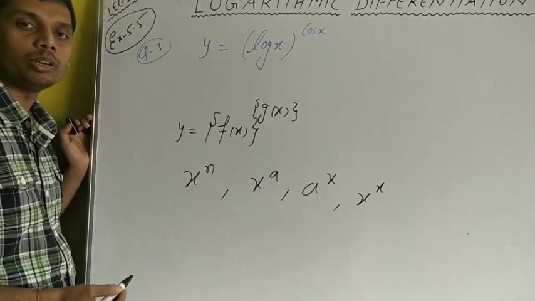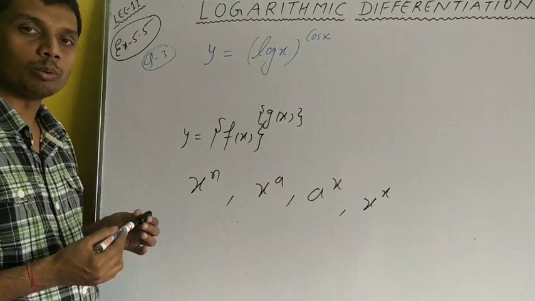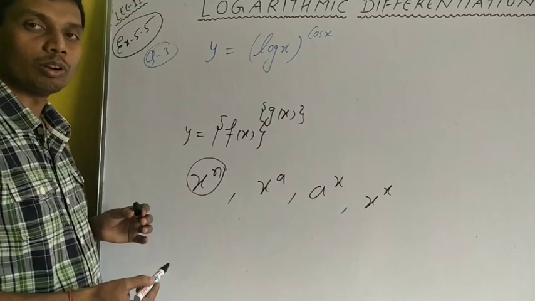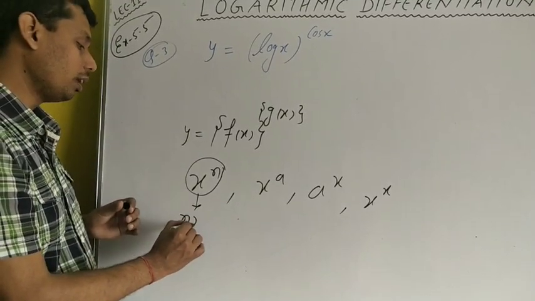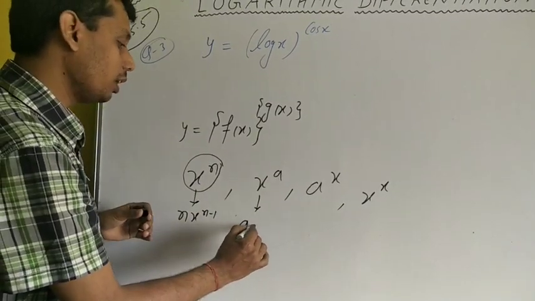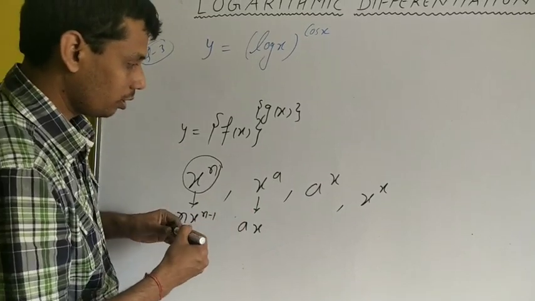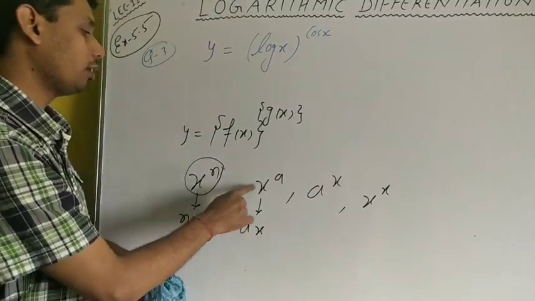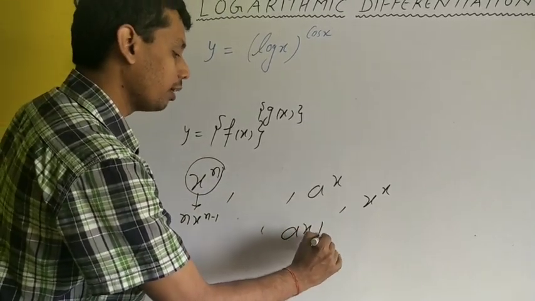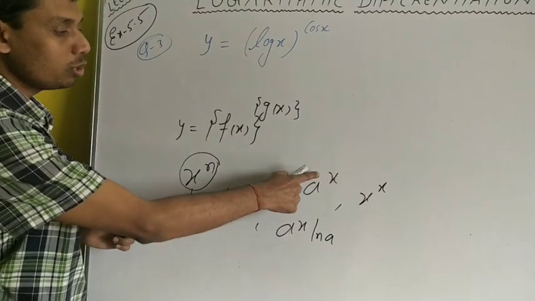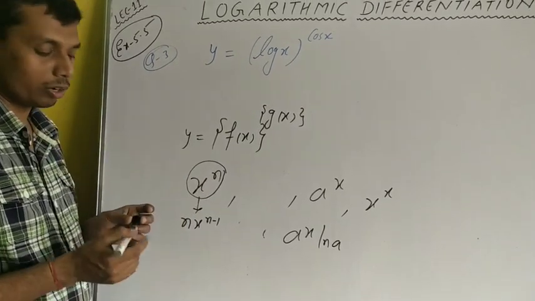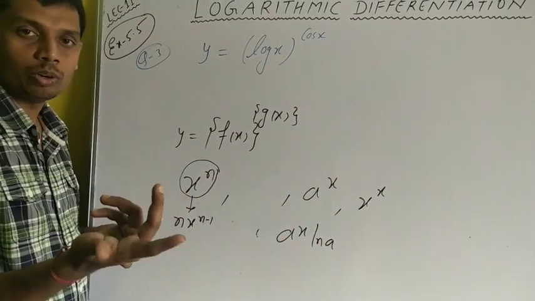I have given you 23 formulas, and if you look at those formulas, you will find that for x to the power n, I have given the formula for differentiation. This is equal to what? n x to the power n minus 1. Differentiation of x to the power a, variable to the power constant, is the same as x to the power n. Here a to the power x gives a to the power x ln a. Constant to the power variable, we have the formula for that, and variable to the power constant, we have the formula for that. But variable to the power variable, we don't have any formula.